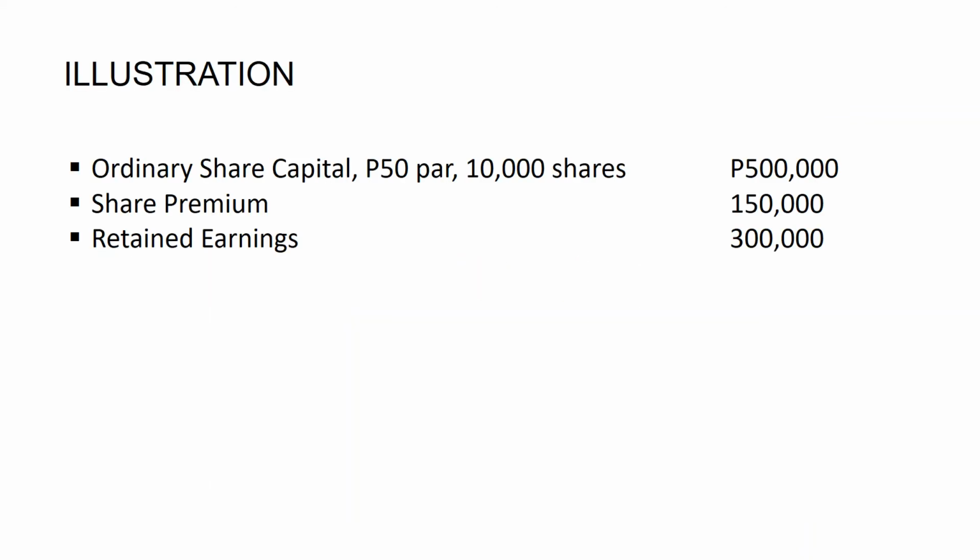Change from par to no par. In the illustration, we have 10,000 shares at 50 par value, share premium amounting to 150,000, and retained earnings in the amount of 300,000. Again, recapitalization involves cancellation of old shares and issuance of new shares. In the illustration, we will cancel the 50 pesos par value of the ordinary shares, and we will issue new 10,000 shares at 25 stated value.